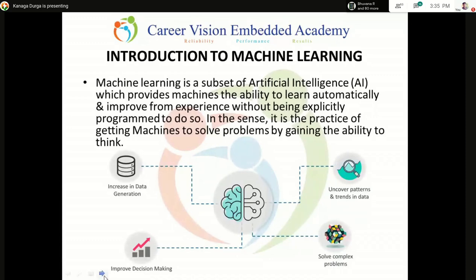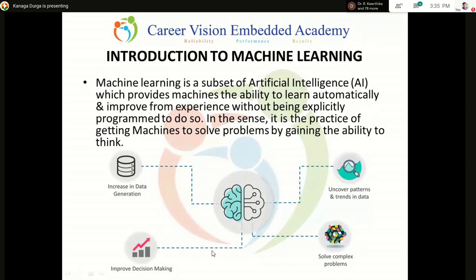Next major point is to improve decision making and solve complex problems. Both of these will come under artificial intelligence, where the machine learning part will be inside this. It will analyze the data and uncover the pattern in the data. In AI, with the help of machine learning, we'll understand the pattern of the data, and with that we'll take decisions, improved decision making.